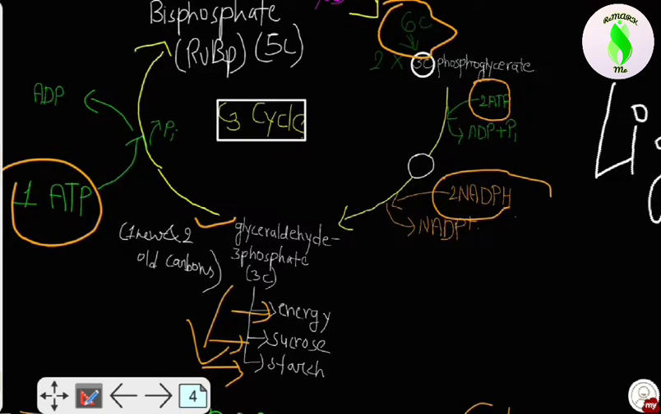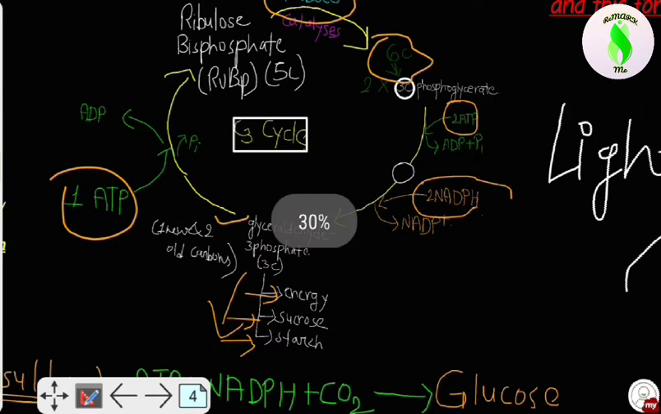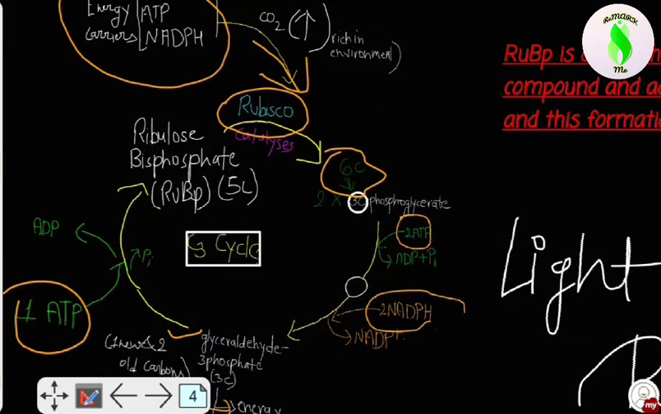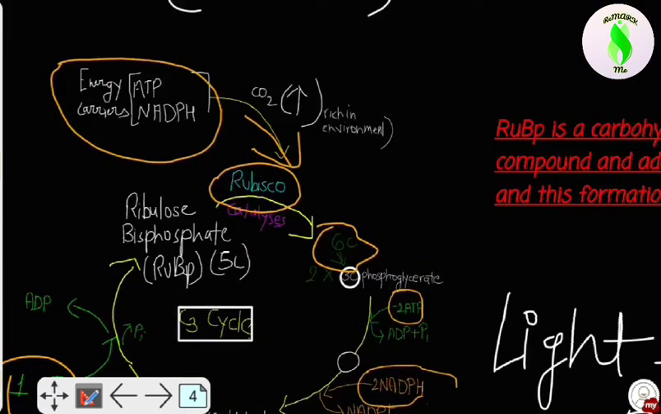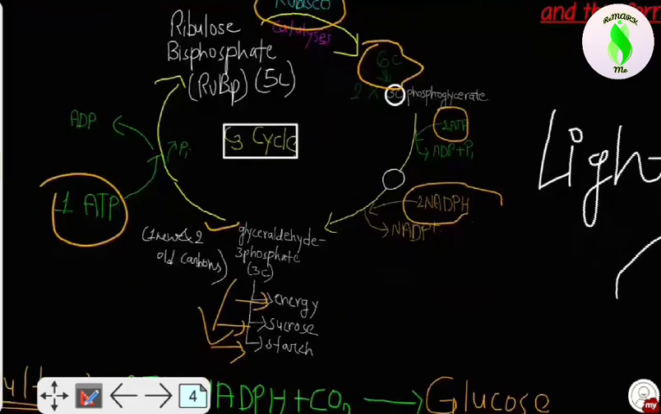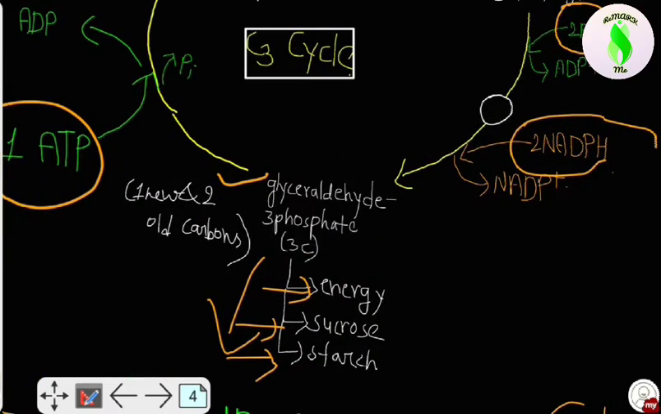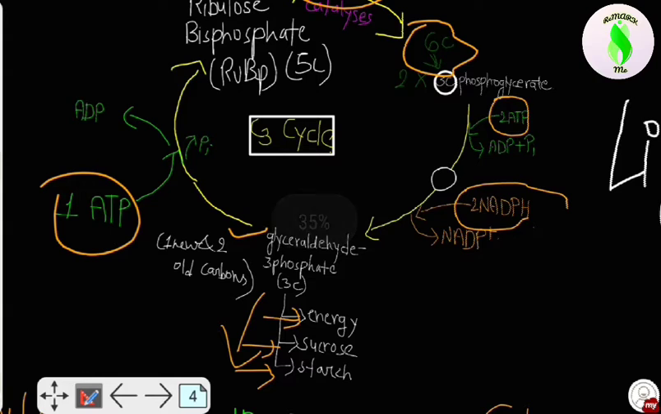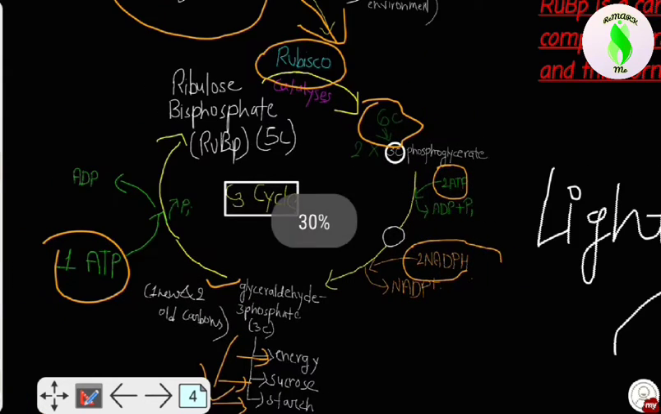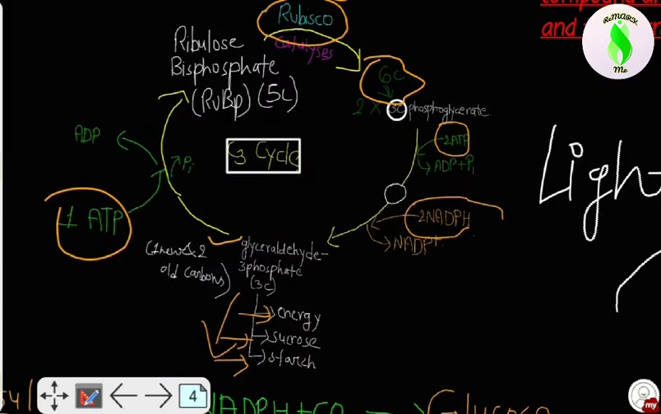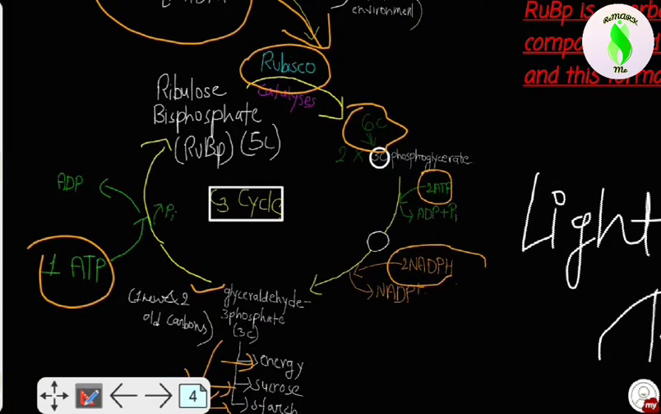Now it is very important that this glyceraldehyde has one new carbon, as we understood that only the addition of one carbon takes place. It means it has one new carbon and two old carbons, so only one carbon is newly formed in the glyceraldehyde 3-phosphate. Now for the formation of one glucose compound, this cycle needs to run 6 times. If this cycle runs 6 times, then one glucose is formed.